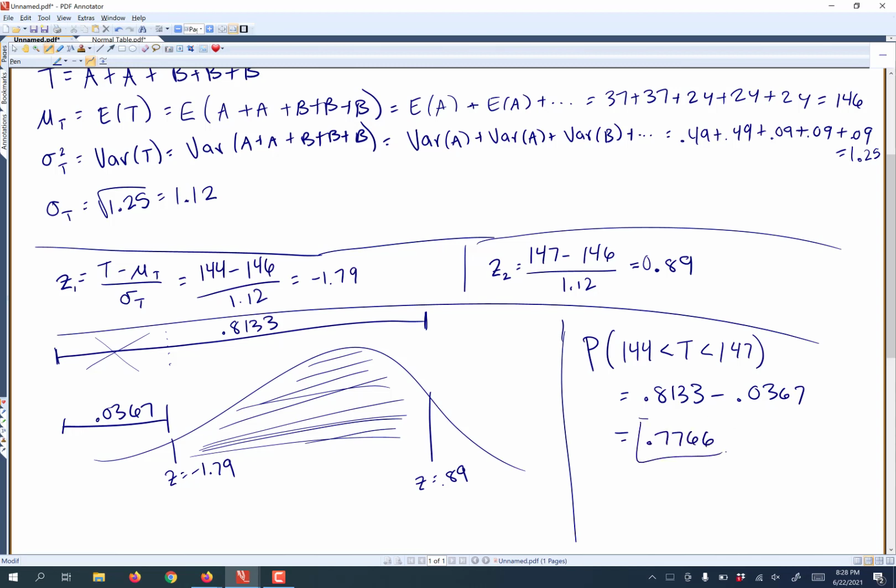0.7766. Again, the textbook rounds differently. Well, they don't round, they use the calculator. So your answer should just be at least close. Again, they do really weird things with notation because they're just trying to save so much space. This is the much better way to do it. Make a new random variable, find the mean of your new random variable, your variance, your standard deviation, and then just find a normal curve area.